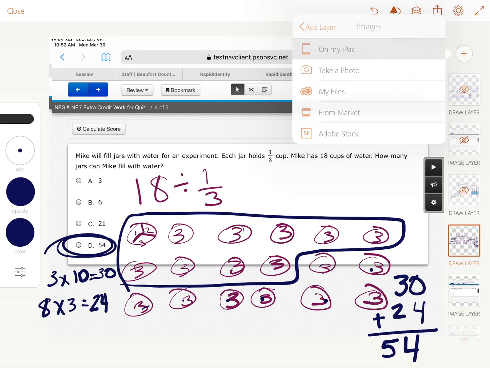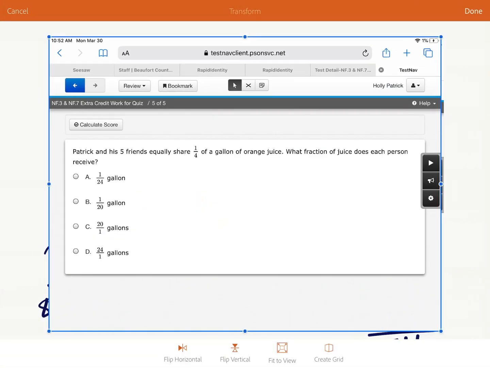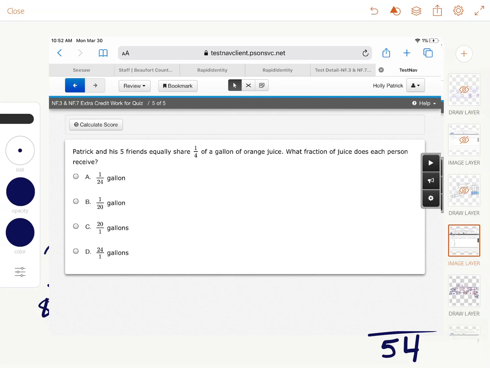All right. One last problem for today, number 5. Let's take a look. Patrick and his 5 friends.